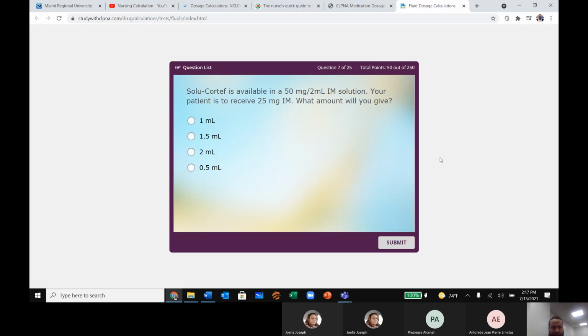Okay, we have the first problem. Solu-Cortef is available in 50 milligrams per 2 ml in IM solution. Your patient is given 25 milligrams of this medicine. What is the amount that you will give to the patient?